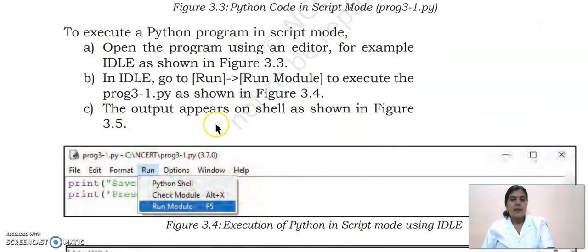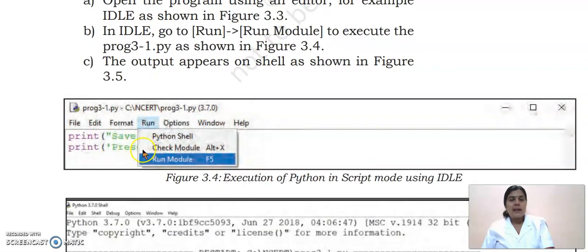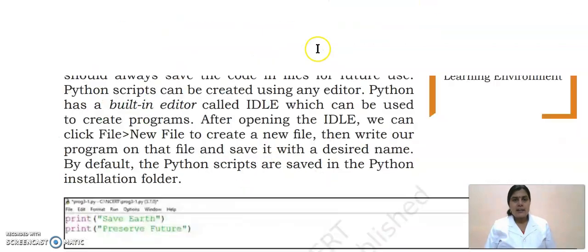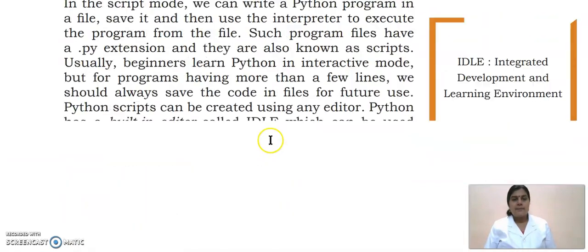Run the Python program by using Python IDLE. In this there are options to run. Otherwise we can use the command prompt to run the Python program. So for future use, we can use this script mode. So there are two execution modes. What are they? They are script mode and interactive mode. So first we deal with interactive mode and then script mode.